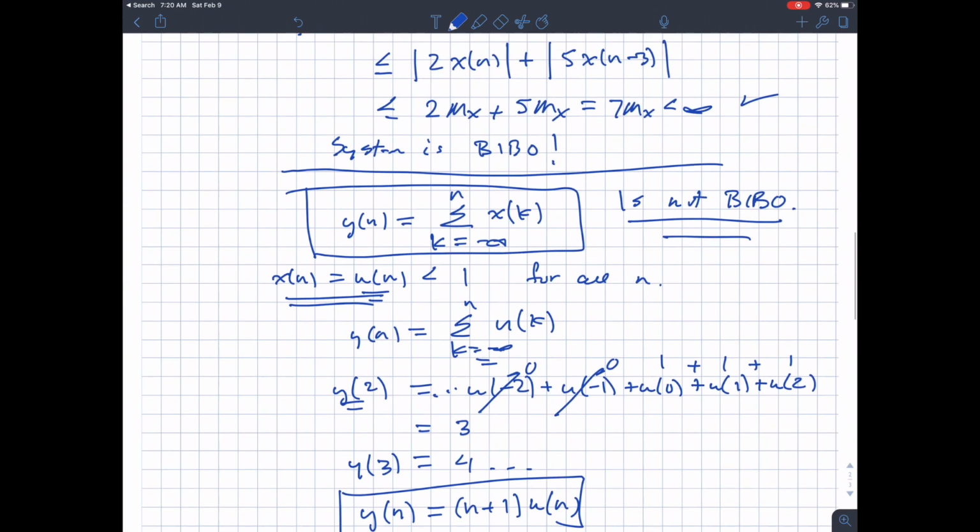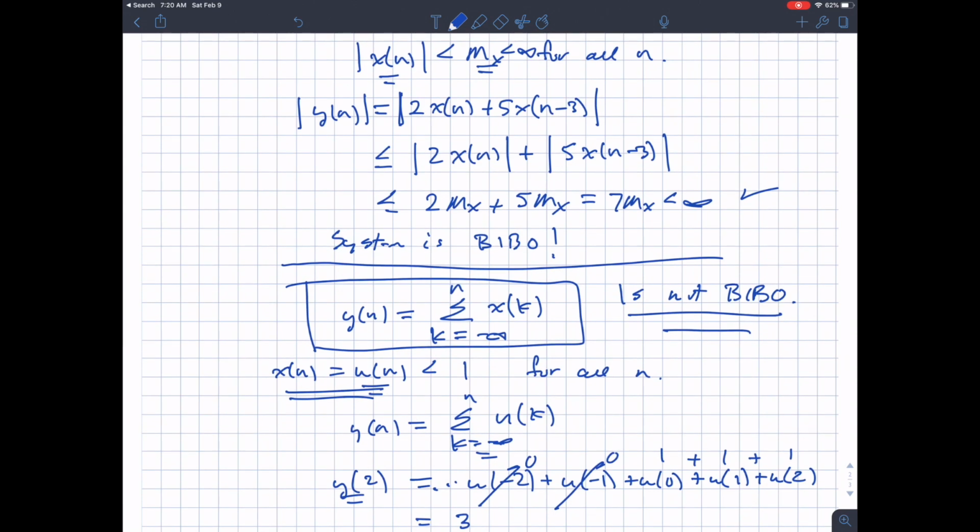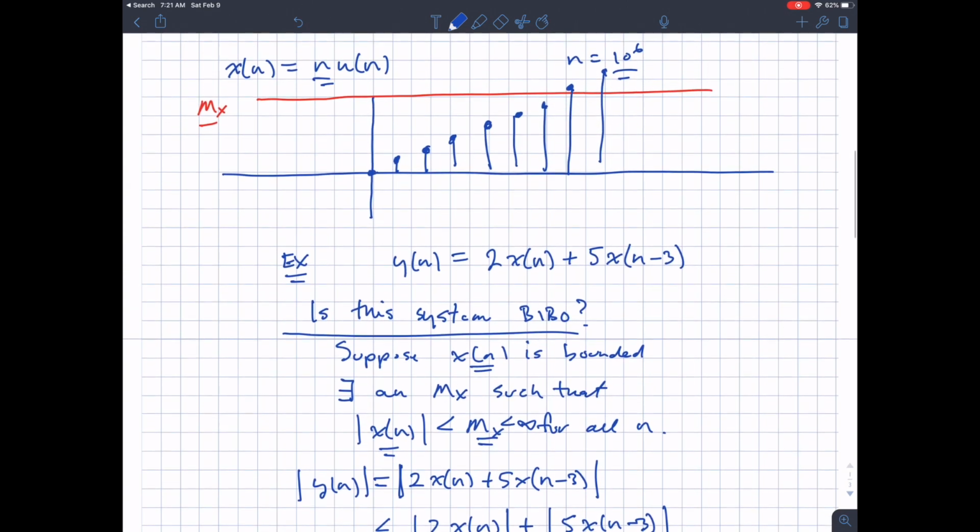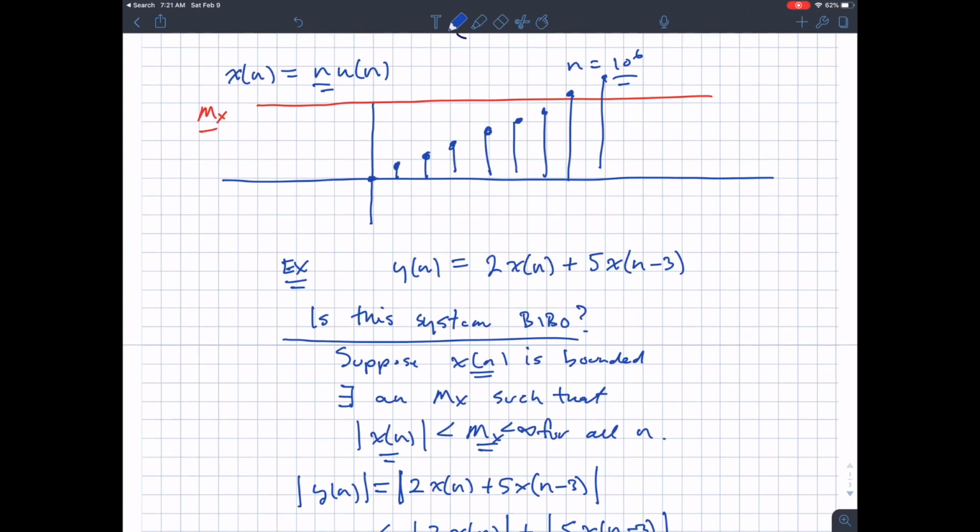So there's a short video that starts us on the path of identifying bounded input, bounded output systems. We'll work through a lot more examples as we go through the course.